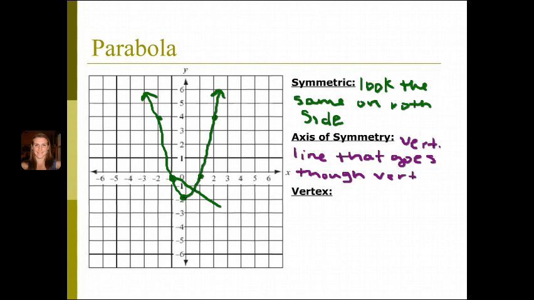But first of all, in the parabola that we drew, let's draw the axis of symmetry. Draw a dashed line that goes directly through the center of the parabola. And this is your axis of symmetry. And then your vertex is the highest or lowest point on the parabola.